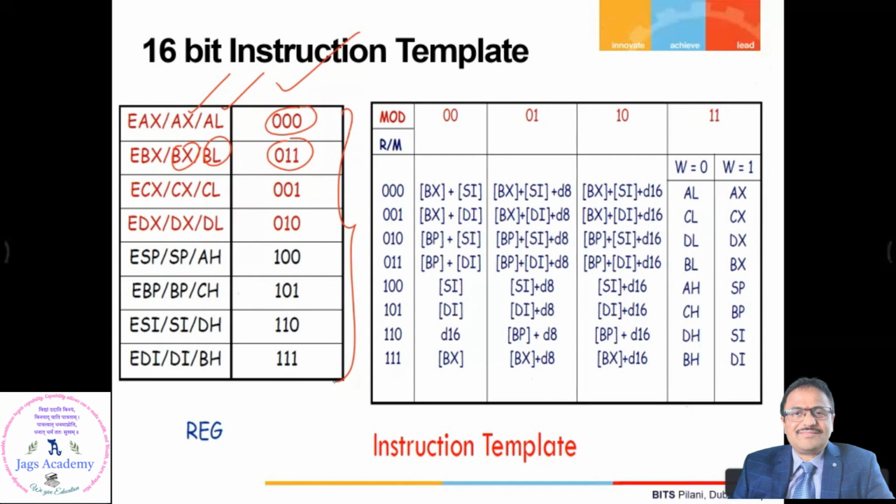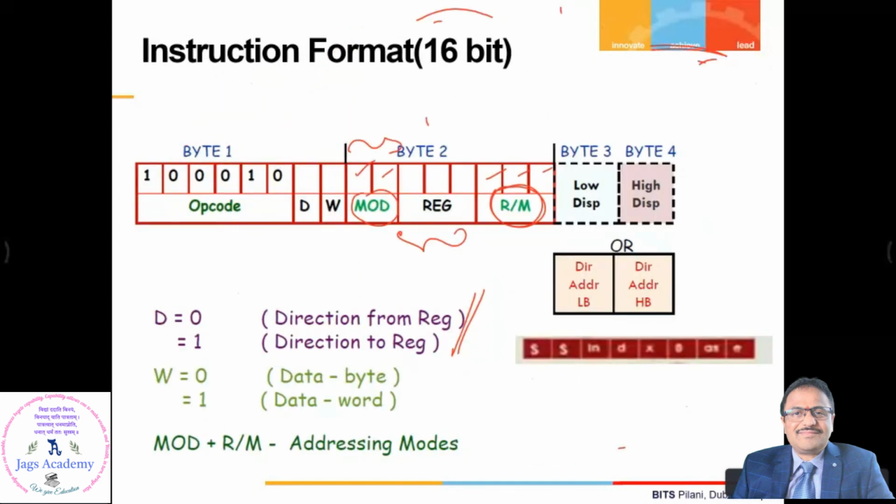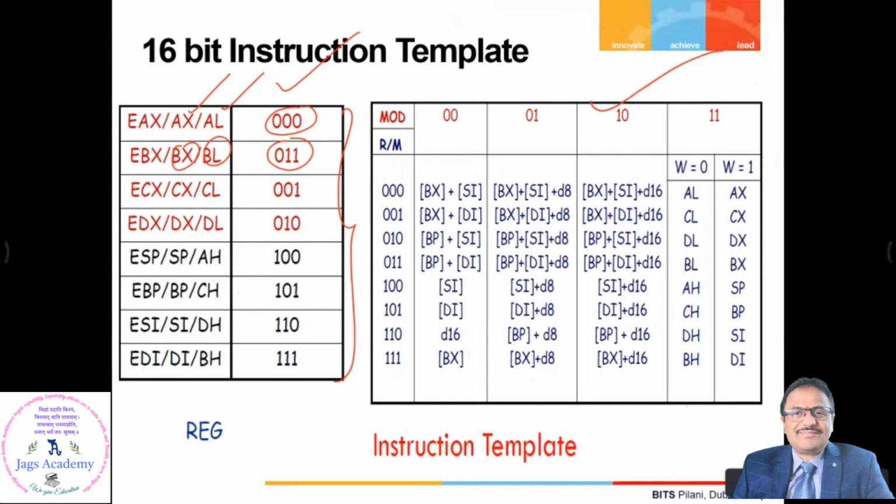Have you understood now? Okay. Now, I was talking about the other 2 bits, mode and R by M, register or memory. This is the mode bit, this is register or memory. These 2 bits and these 3 bits can be selected from this table, depending on the instruction you have.